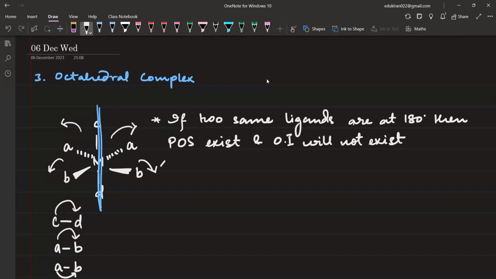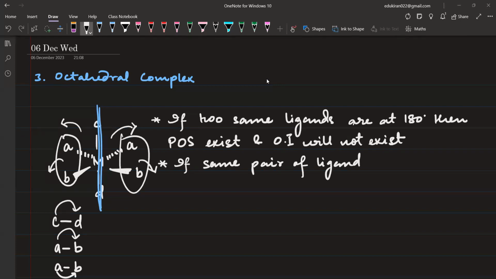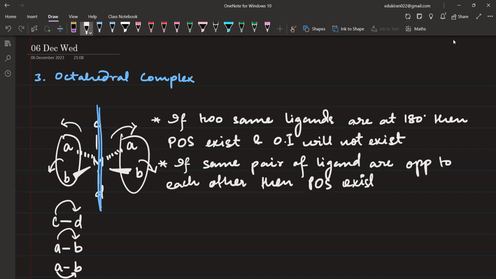Now how can we write this? We will write it like this. If the same pair of ligands, same pair meaning A B is one pair, and opposite to it is A B again, okay. So if the same pair of ligands are opposite to each other, then plane of symmetry exists and optical isomer will not exist.